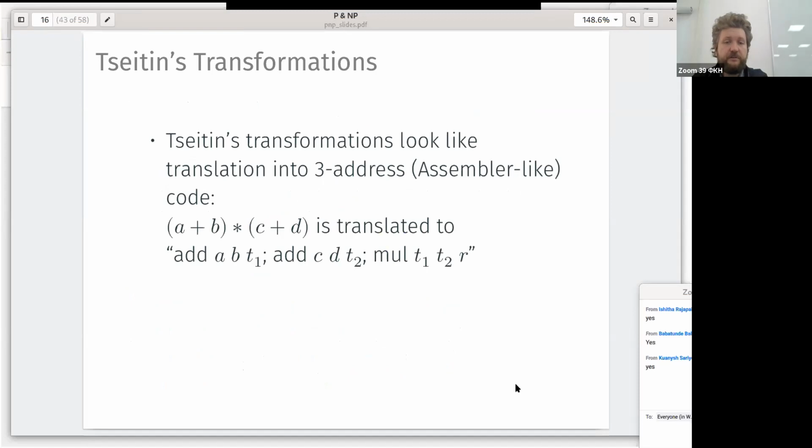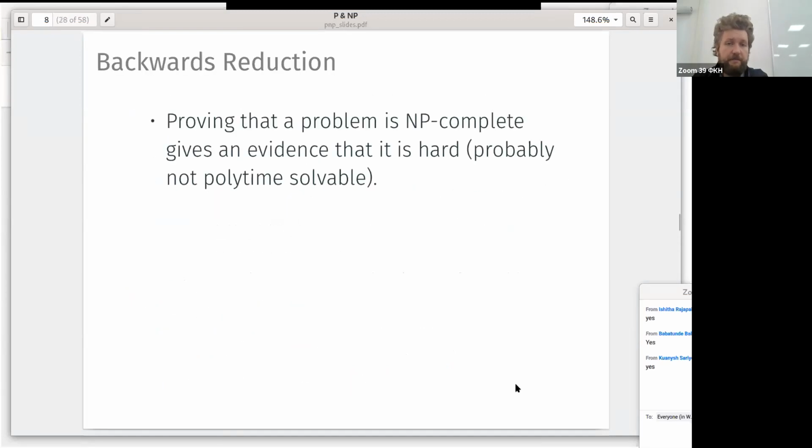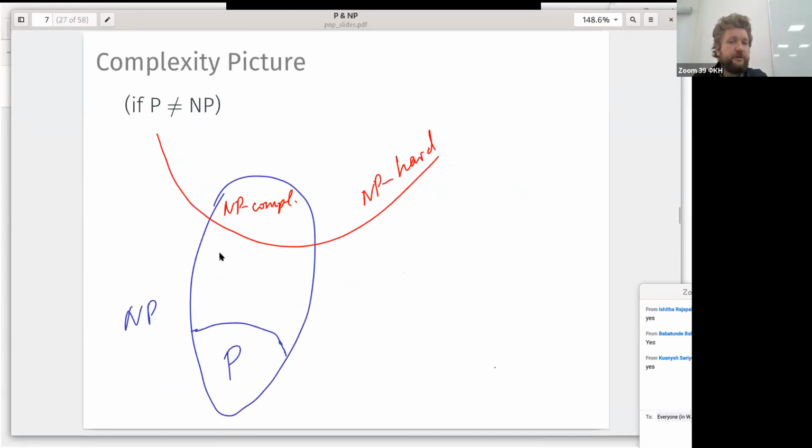So returning to our picture, you can ask what is here in between. Well, the answer is as follows.